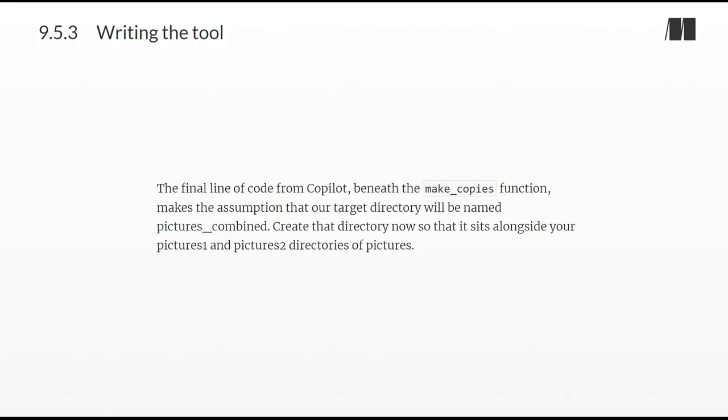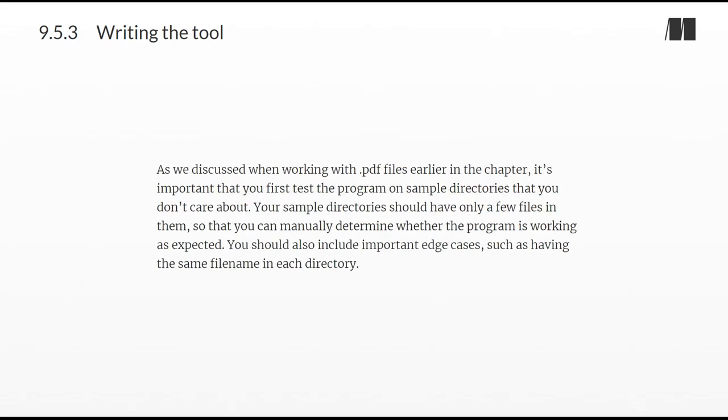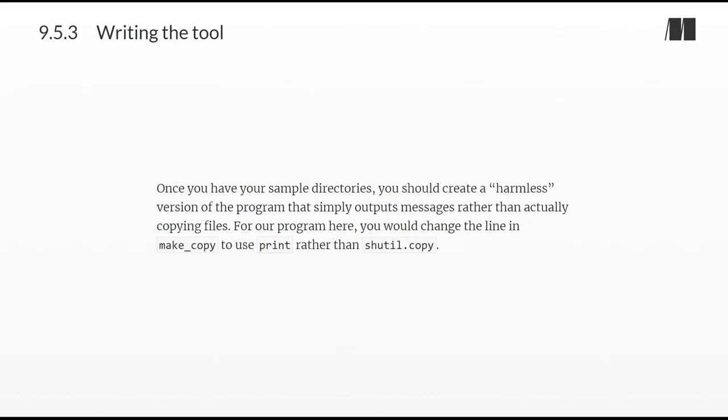The final line of code from Copilot beneath the makeCopies function makes the assumption that our target directory will be named pictures_combined. Create that directory now so that it sits alongside your Pictures1 and Pictures2 directories of pictures. As we discussed when working with PDF files earlier in the chapter, it's important that you first test the program on sample directories that you don't care about. Your sample directories should have only a few files in them, so that you can manually determine whether the program is working as expected. You should also include important edge cases, such as having the same file name in each directory. Once you have your sample directories, you should create a harmless version of the program that simply outputs messages rather than actually copying files.